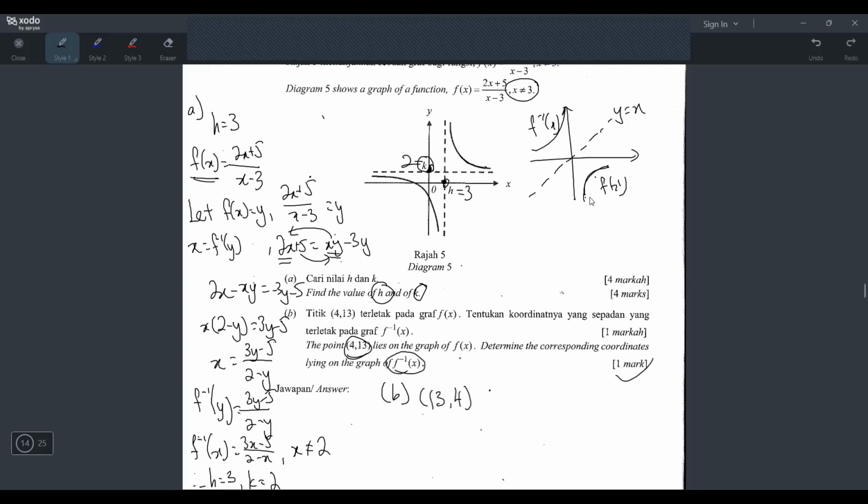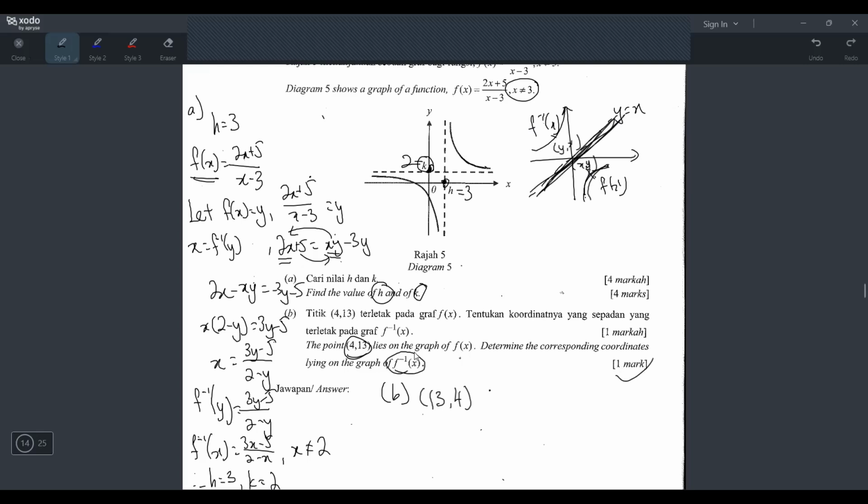When you take any curve and you reflect it under the line y equals x, what happens to the coordinates? The coordinates x, y will switch, right? They become y, x. For example, if I have a point (13, 4), when you reflect it under the line y equals x, it will be (4, 13), right?